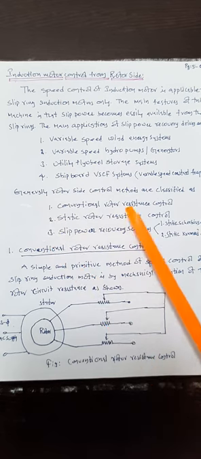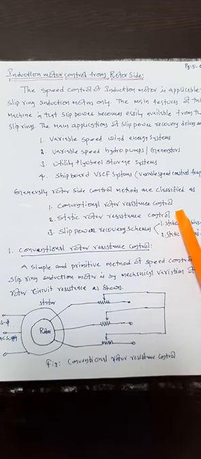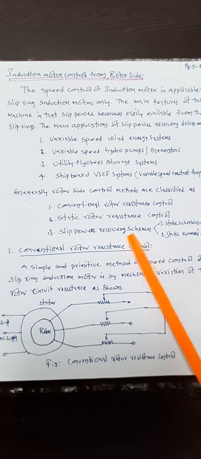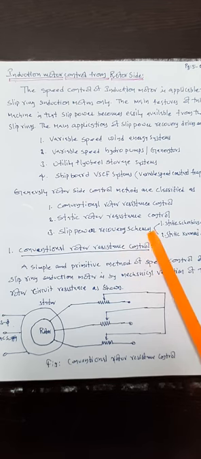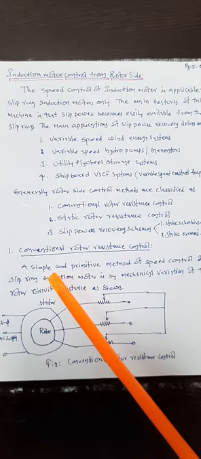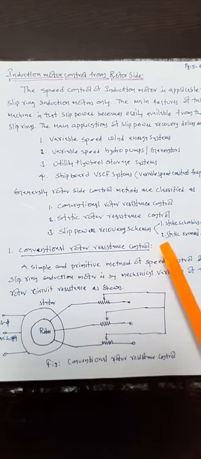Generally, rotor side control methods are classified as conventional rotor resistance control, static rotor resistance control, and slip power recovery schemes. And these slip power recovery schemes are also known as the EMF injected method. So there are two drives, especially for the induction motor: one is the static Kramer drive, another one is the static Scherbius drive. So let us start with the conventional rotor resistance control.